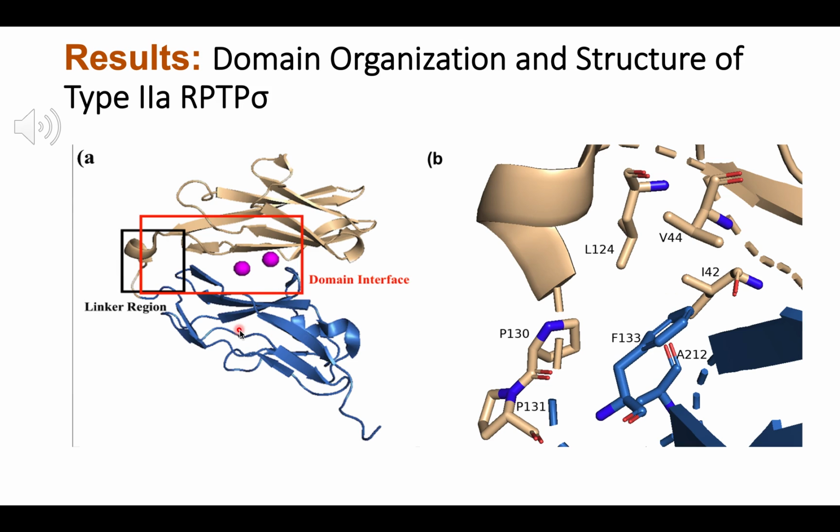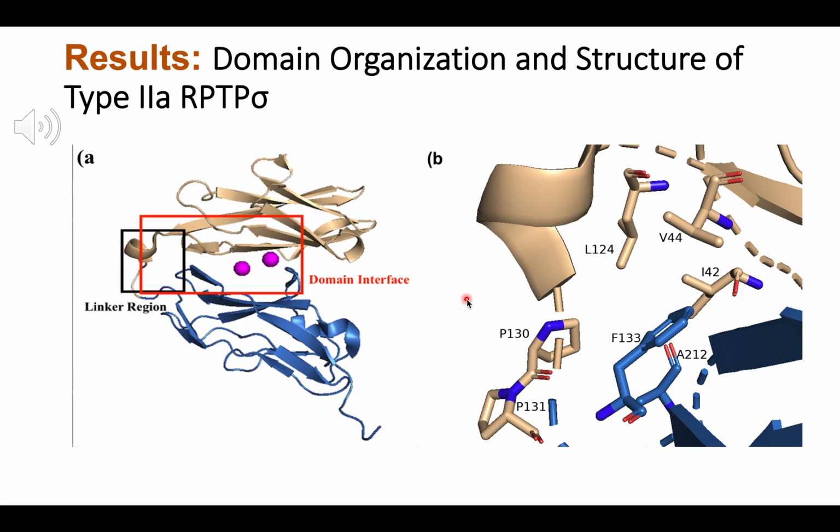The second experimental result obtained in the study consisted of the structure and general conformation of the Ig1 and Ig2 domains. So figure A on the left shows the general conformation of Ig1 and Ig2, with Ig1 being shown in light tan and Ig2 being shown in dark blue. But specifically, figure A highlights the linker region shown in the black box and the domain interface shown in the red box. Transitioning to figure B on the right, we can see that figure B represents the linker region that was highlighted with the black box in figure A.